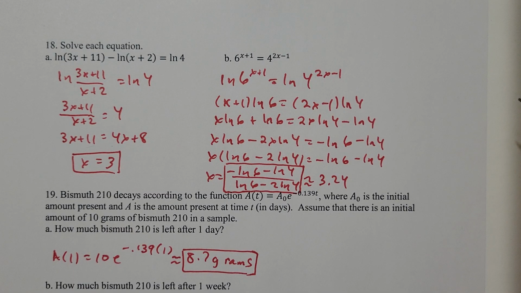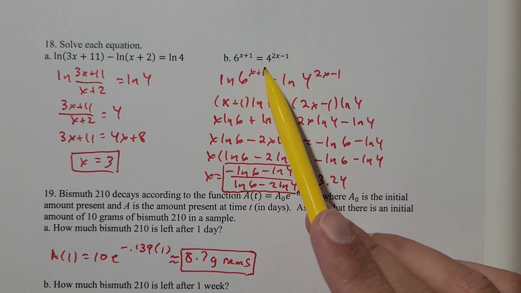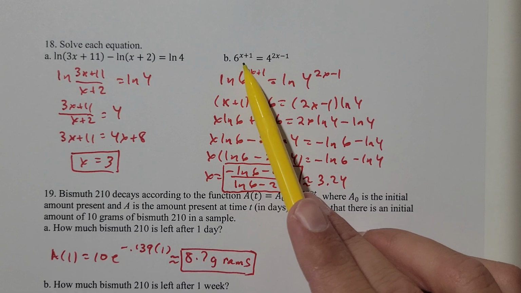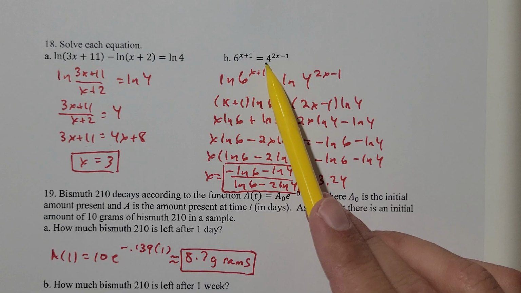In part B, we have an exponential equation. You don't need to bother checking your answers when you have an exponential equation. That's only when you have a logarithmic equation. So let's go ahead and solve this one for x. Now, the bases aren't going to match up nicely. Like, 4 to what power gives me 6? I don't know. Or 6 to what power gives me 4? I don't know.